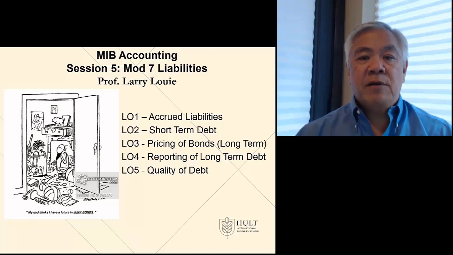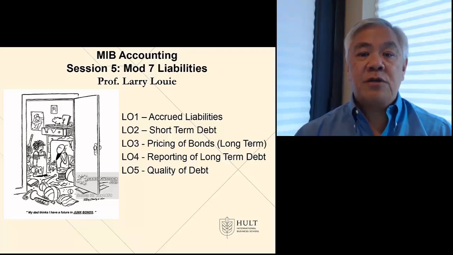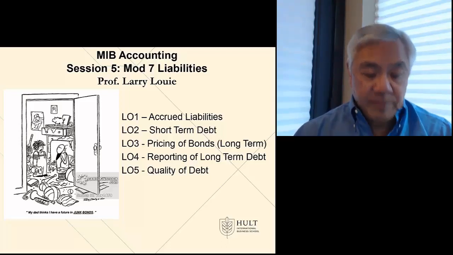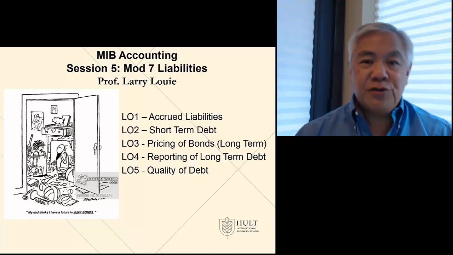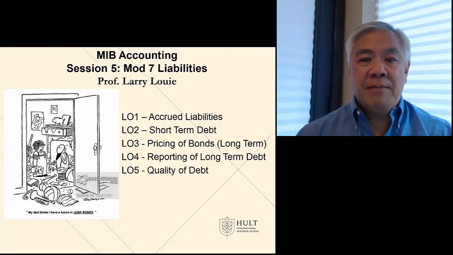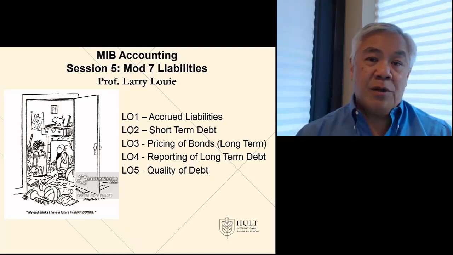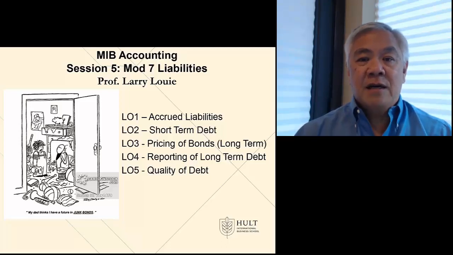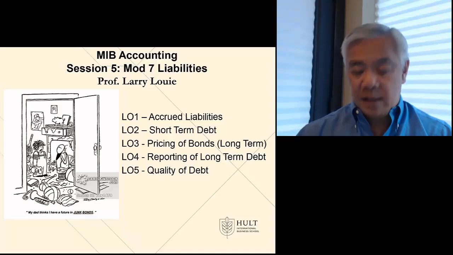the quality of debt, looking at the differences between the rates and the quality of the repayment of the various issuers of bonds. The comic strip here is, my dad thinks I have a future in junk bonds. No, junk bonds do not correspond to junky bedrooms. We're going to look at junk being a measure of the credit worthiness, specifically not credit worthiness for institutional investors when we drop below a certain level of quality.